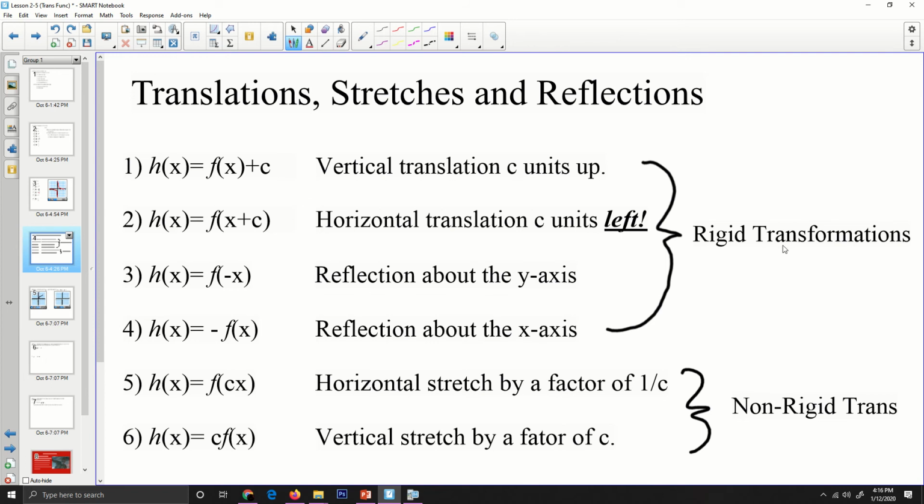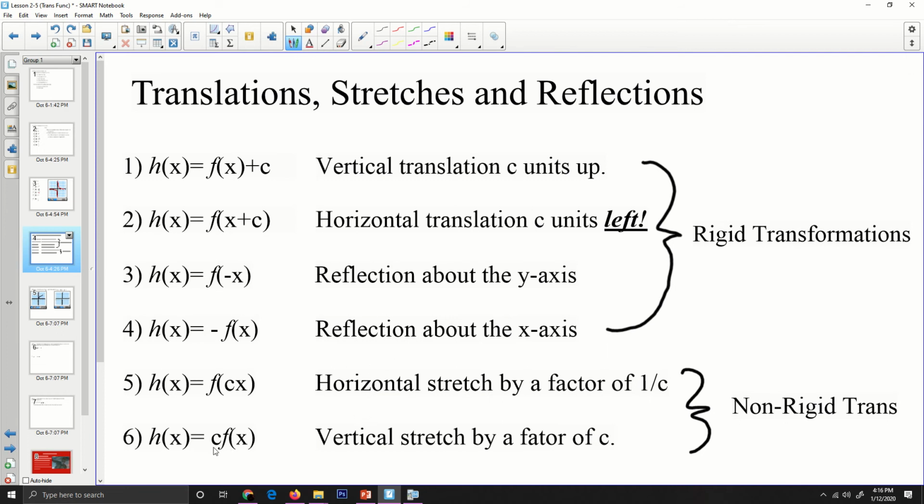Those are all of the rigid transformations. There are a couple of non-rigid transformations, and they're not necessarily part of this lesson, but you may see them in the future. If I multiply the variable first by a constant, that's going to be a horizontal stretch by a factor of 1 over c. So if you multiply the variable by a constant, it's actually going to shrink how big the graph is. And I'm going to show you some examples of this on the graphing calculator real shortly.